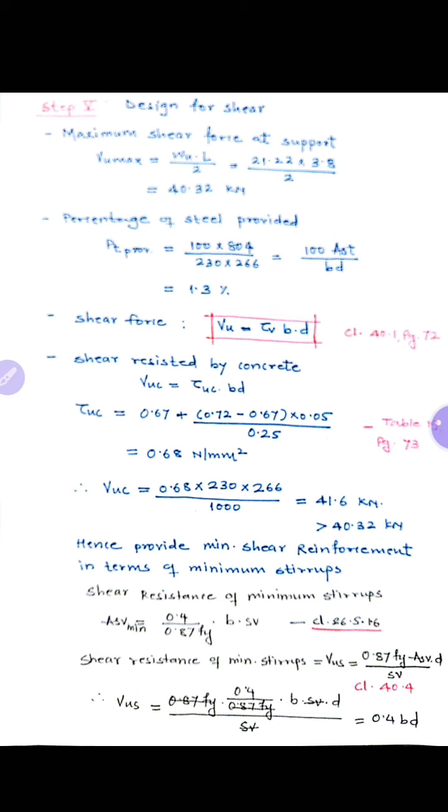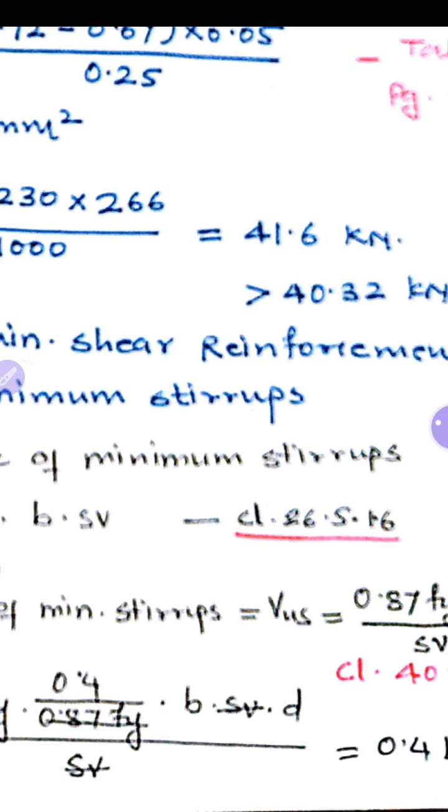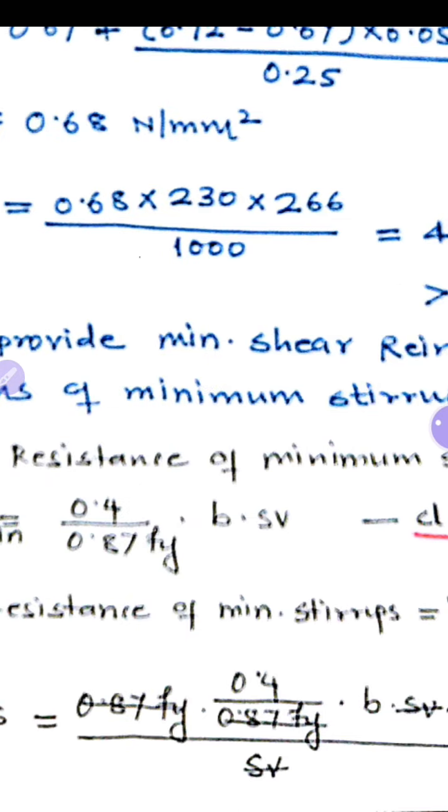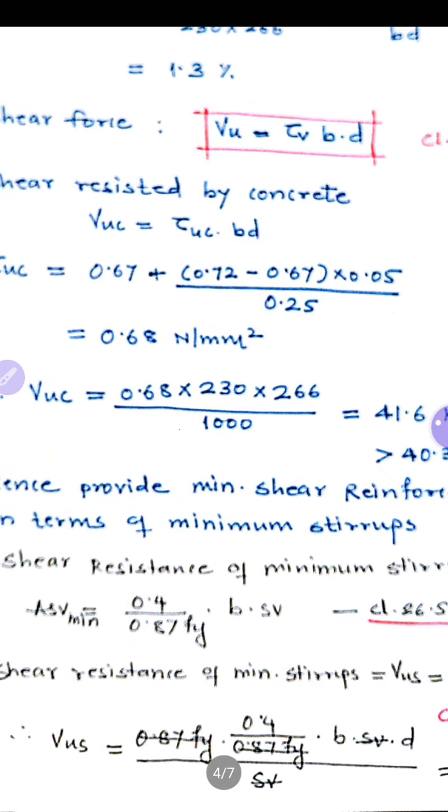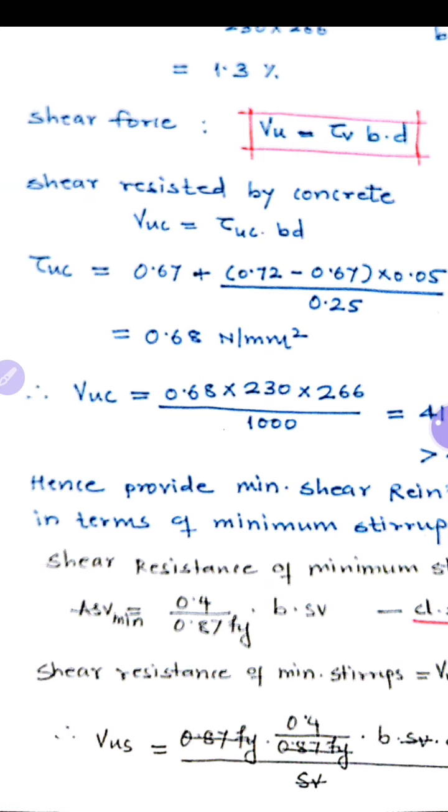But how are we getting this value? We are having shear resistance of minimum stirrups. This is as per clause 26.5.1.6. You can see it is over here. What is this? It is ASV minimum is equal to 0.4 divided by 0.87 FY into B into SV.